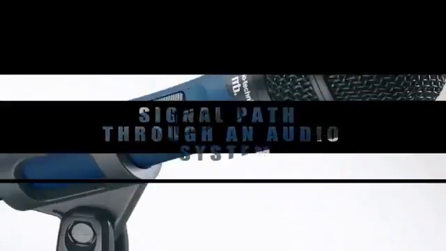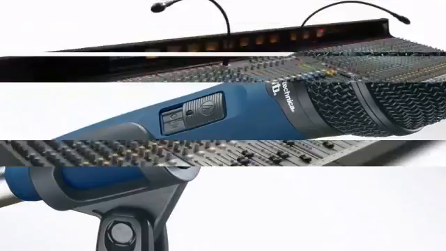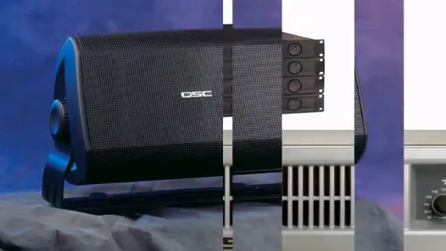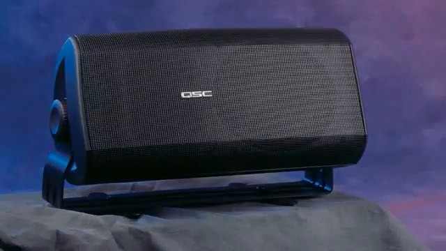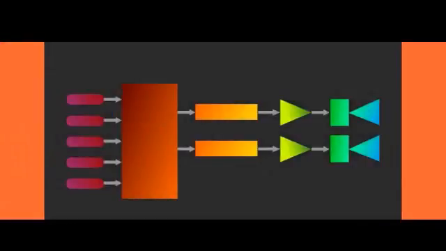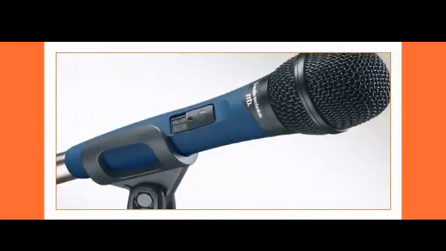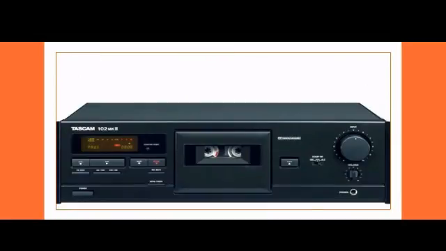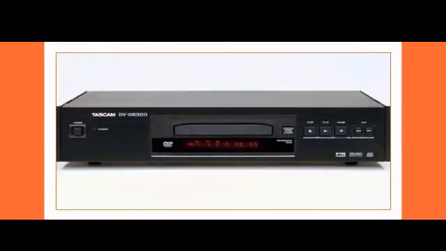Let's trace the signal path from a microphone, through the mixing console and processing equipment, to the loudspeaker and the listener's ear. The starting point in the audio system is the input device. This device can be a microphone or a line-level device, such as an instrument, a wireless microphone receiver, a tape deck, CD player, or audio from a DVD or VCR.